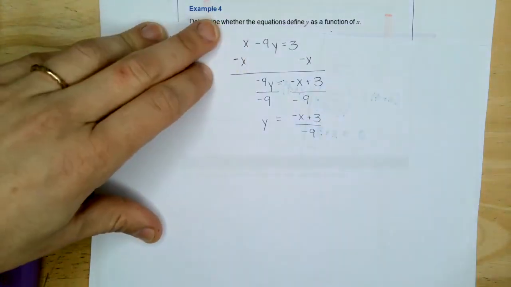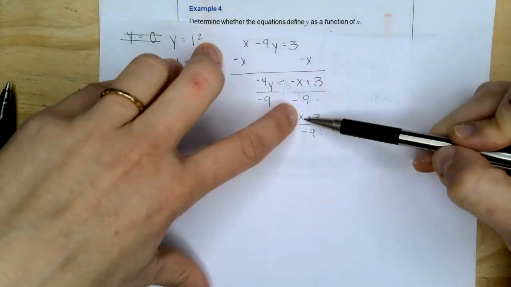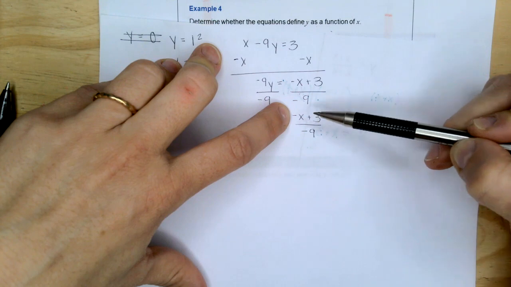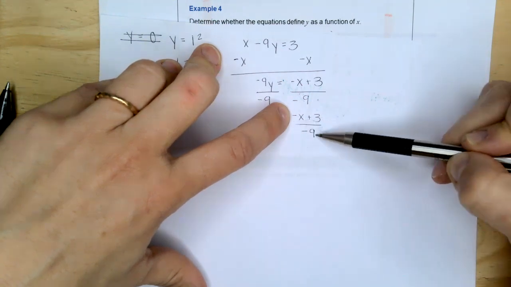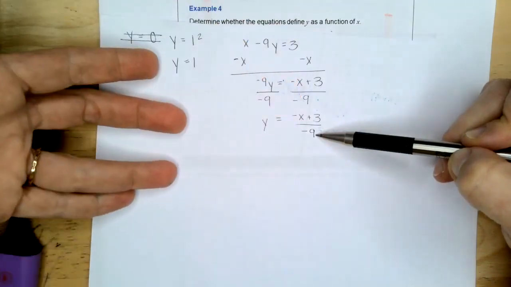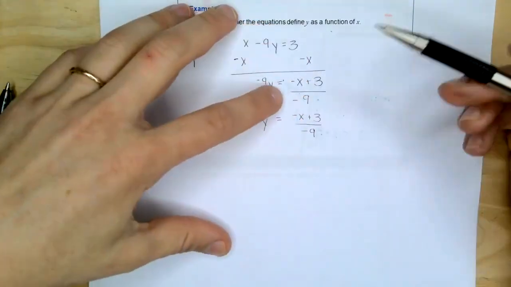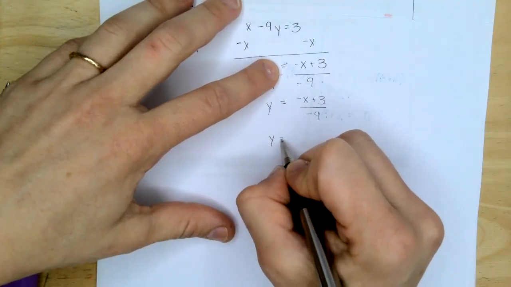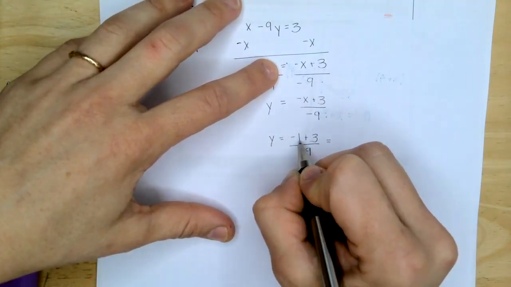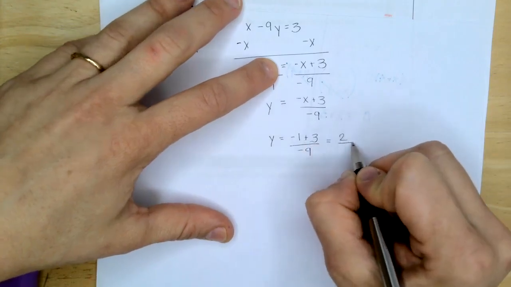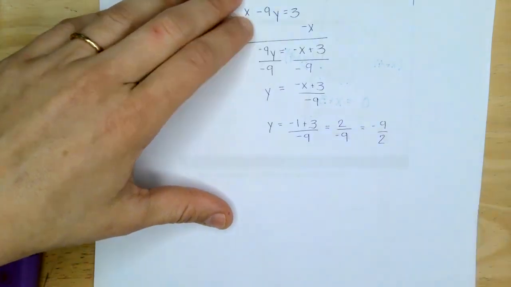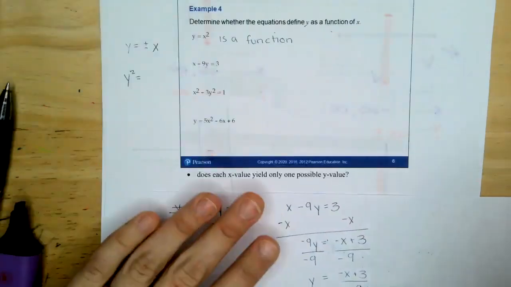Don't worry about what that means, but let's think about it. I'm going to take a number, I'm going to take the negative of that number, I'm going to add 3 to it, and then I'm going to divide by negative 9. No matter what x I put in, it's only going to give me one answer for that x. If I put in a 1, negative 1 plus 3 divided by negative 9 is always going to give me 2 over negative 9. There's no way for me to get 2 y's out of that. So that is a function.